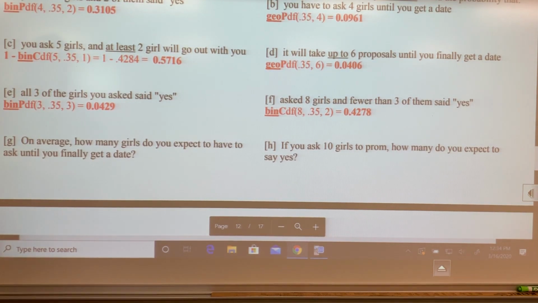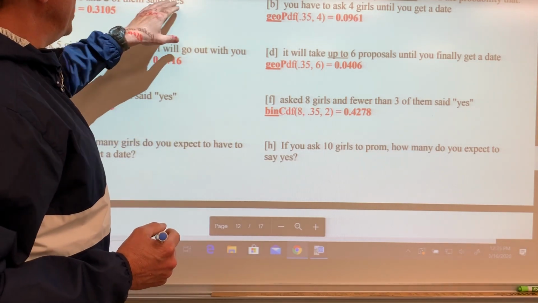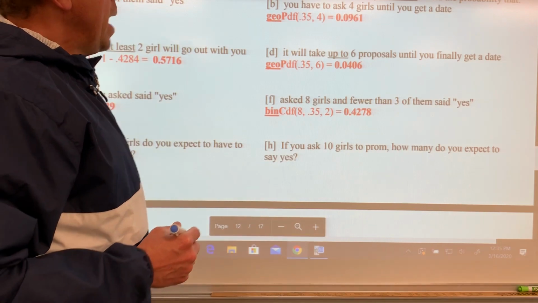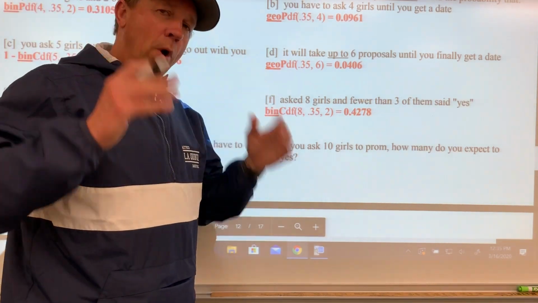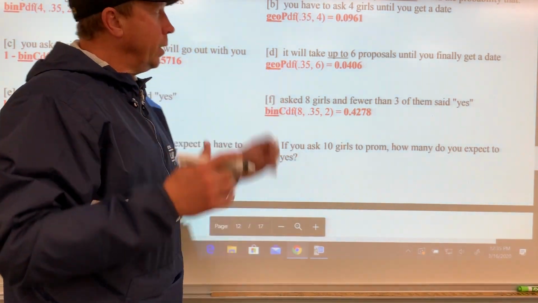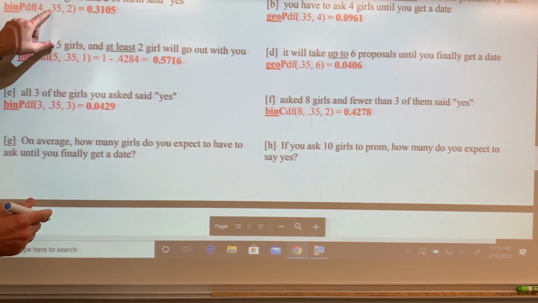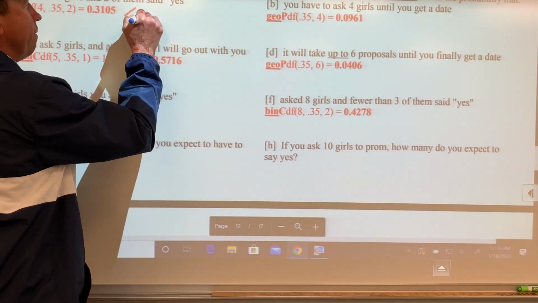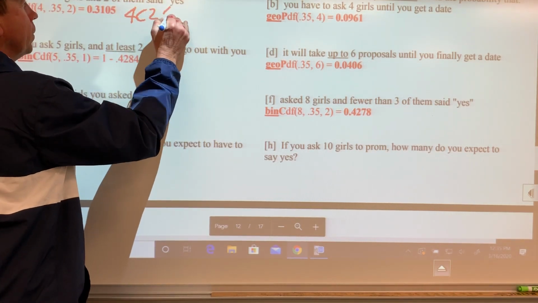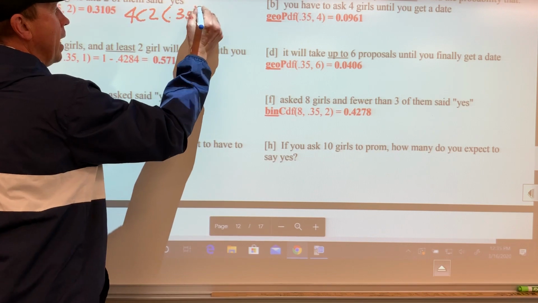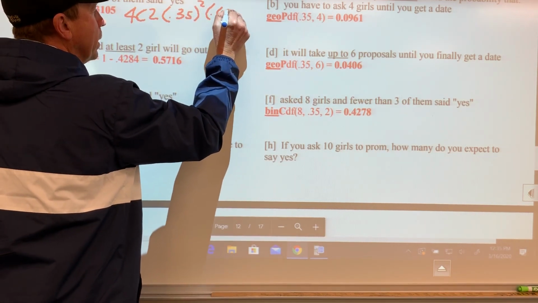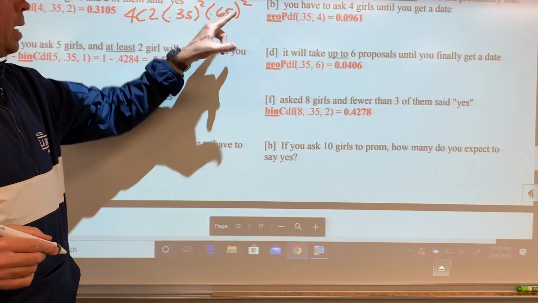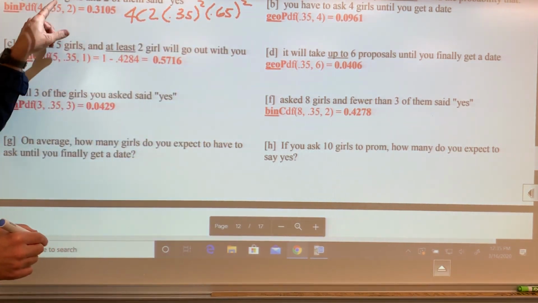Okay, set B. Suppose the probability that you will get any girl to say yes to going to the prom is 35%. Prom season, and you think you're the kind of guy that a little over 1/3 of the gals would say yes to. Okay, you ask 4 and 2 of them say yes. That would be tough. Okay, so that would be 4 choose 2, times 0.35 squared, times 0.65 squared. Remember, these 2 add up to 1, and these 2 things add up to the sample size, which is 4.